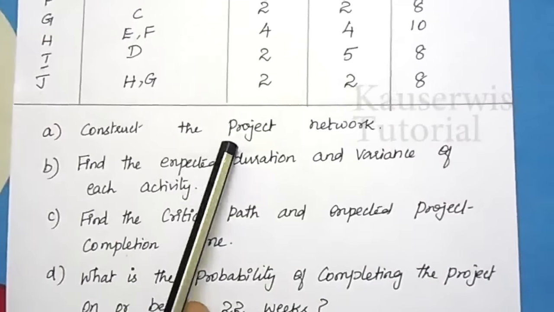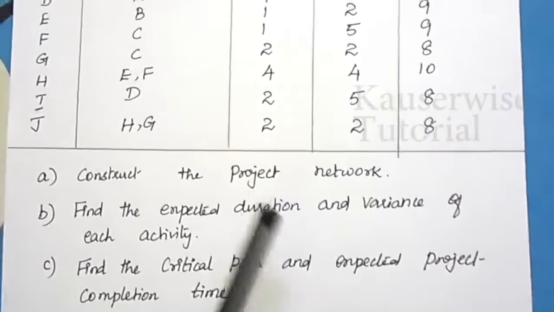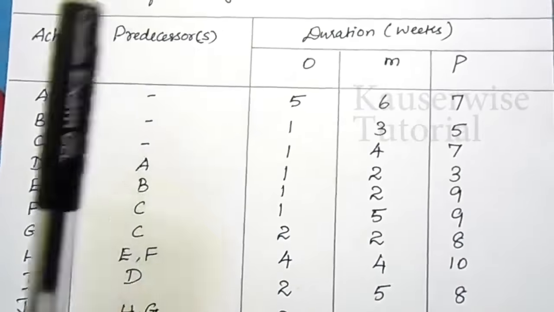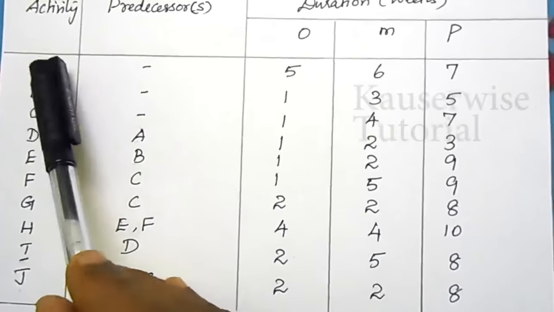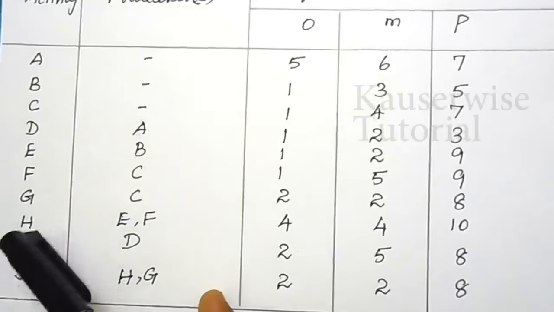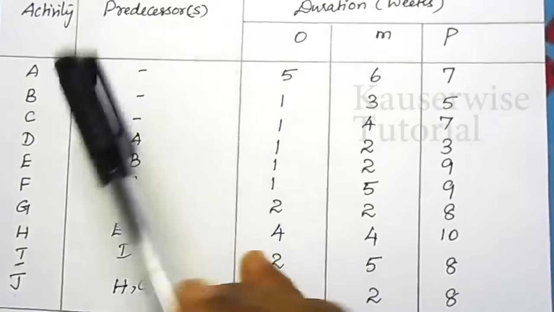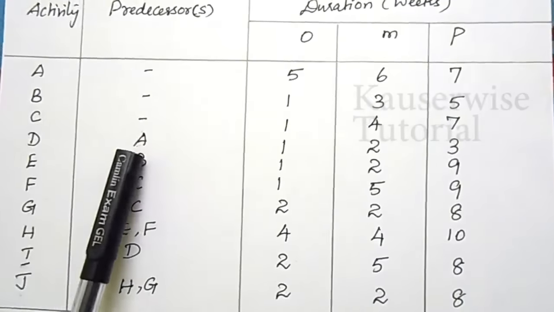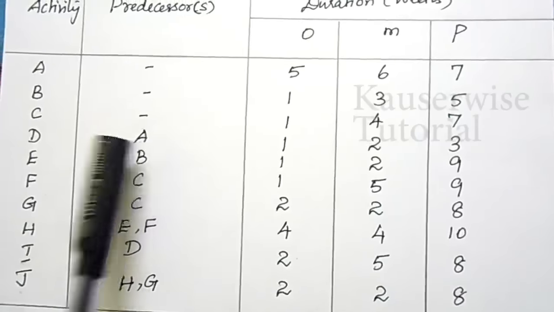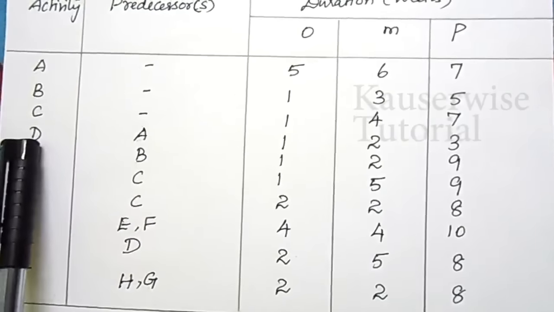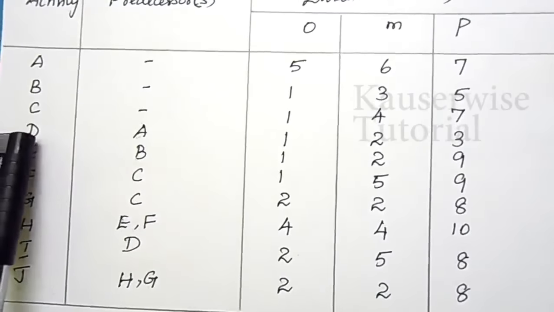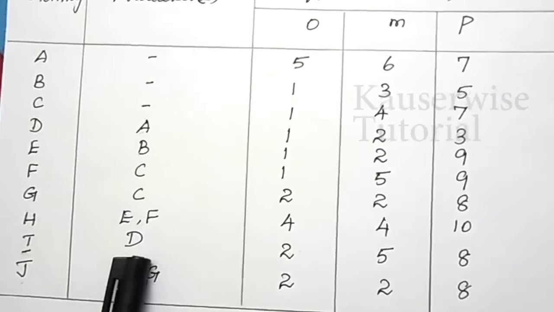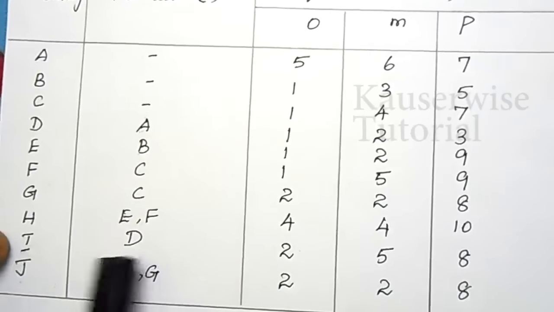In order to construct the project network, we need 2 important pieces of information: the activity and the predecessors. Here we have 10 activities A, B, C, D, E, F, G, H, I, J. For A, B, C, there is no predecessor, and for D, A is the predecessor. So where A is completed, there you can start activity D. At the same time, you have to check whether the particular activity is a predecessor for any other activity. D is a predecessor for activity I.